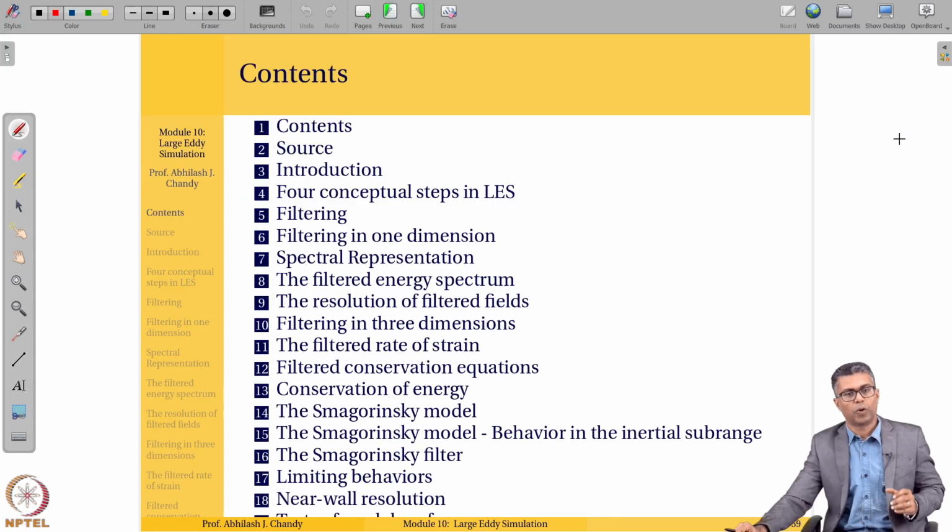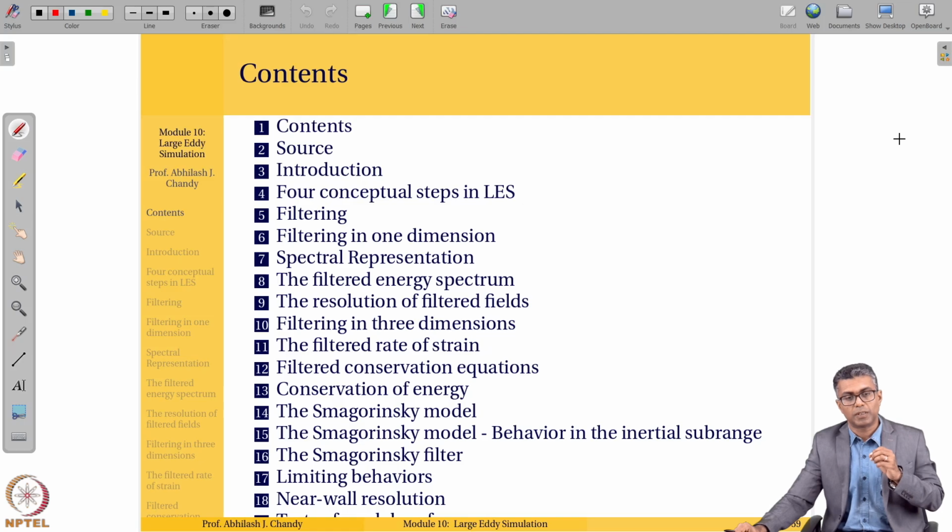So we are going to be looking at covering some brief introduction about LES, what are called the 4 conceptual steps in LES, and we are going to be talking about the filtering operation, which is the key concept here in LES. As you know, LES filters the Navier-Stokes equations. We are solving for the filtered variables, so it is important to understand what the filtering operation is all about.